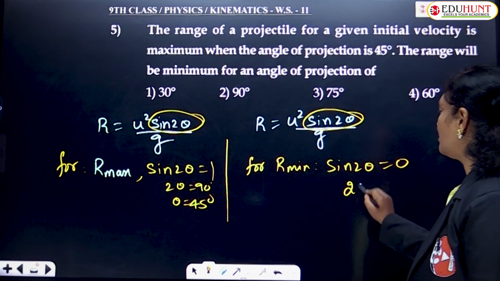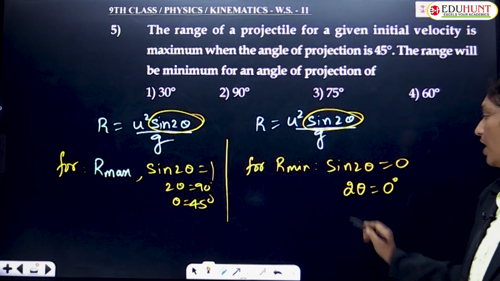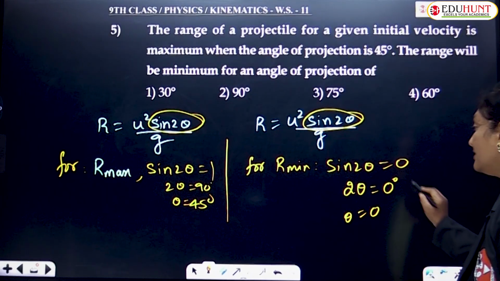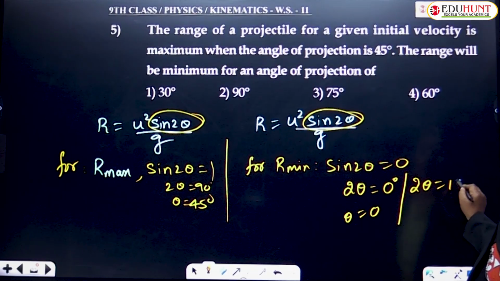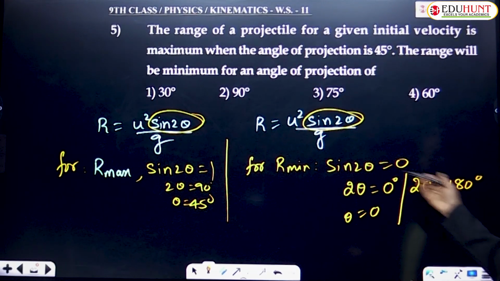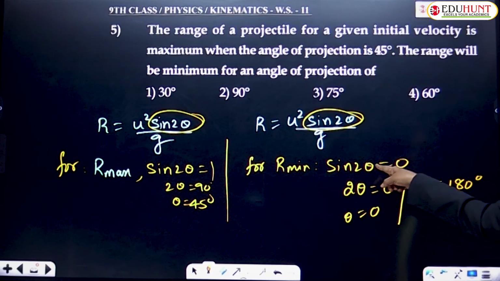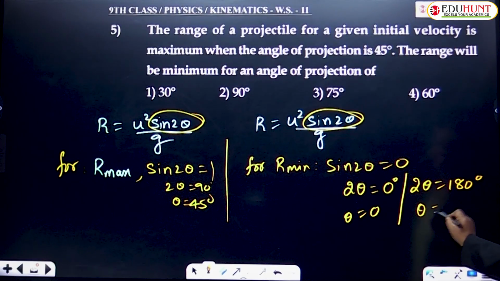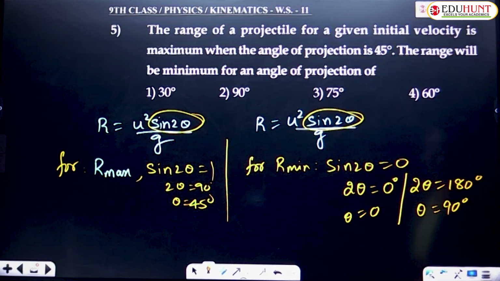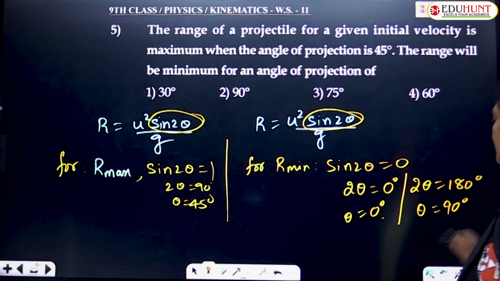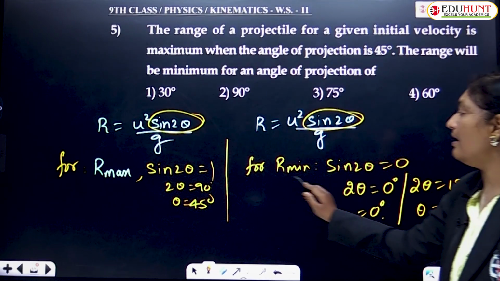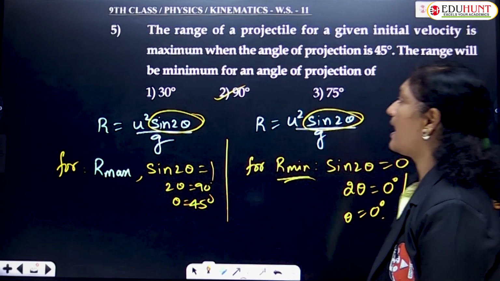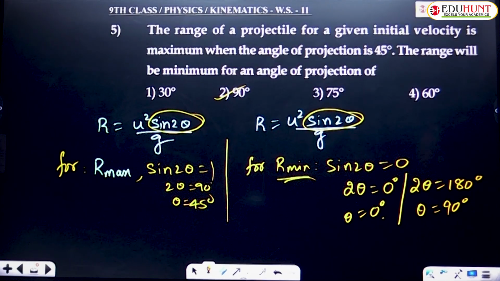Sine 2 theta must be 0 means theta equals 0 degrees, but 0 is not there in the options. Not only this, children, 2 theta can be 0 or 2 theta can also be 180 degrees, because sine 180 is 0. To get 0, you can take 2 theta as 0 or 2 theta as 180. If 2 theta is 180, then theta must be 90 degrees. So for theta equals 0 degrees or theta equals 90 degrees, you will get the minimum value of r. Hence, as 0 is not there in the options, your answer must be the second option, that is 90 degrees.